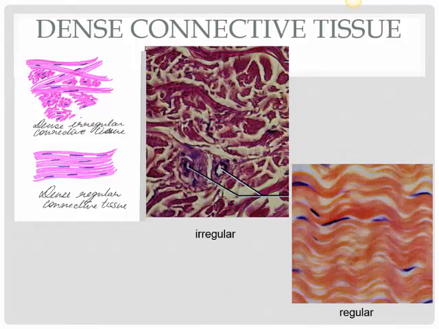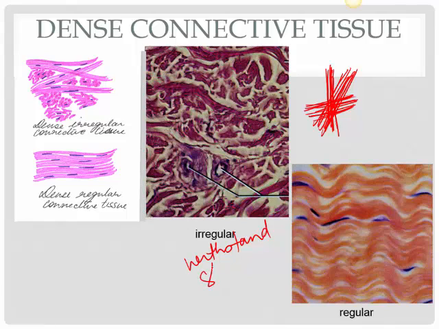Now, dense connective tissue, because it's more compact, its function is to withstand stress. So when you have fiber bundles running this way, some running this way, some running this way, that means it can withstand stress from different directions. So dense irregular is to withstand stress coming from different directions. Stress, or what are called tensile forces, from different directions.